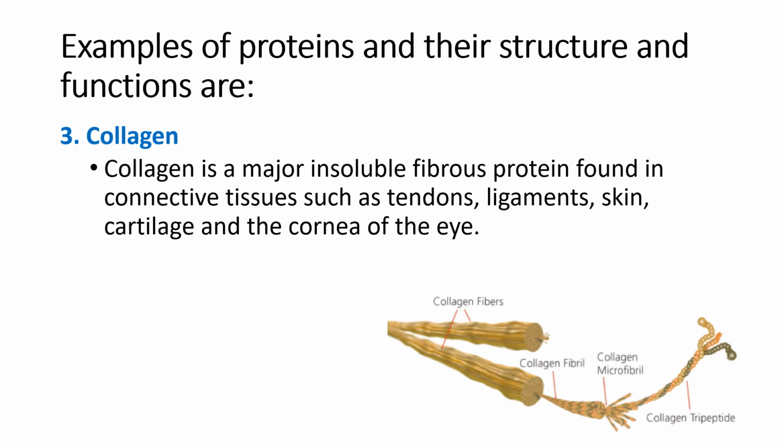Then we also have collagen. It is a major insoluble fibrous protein found in connective tissues such as tendons, ligaments, skin, cartilage, and the cornea of the eye.